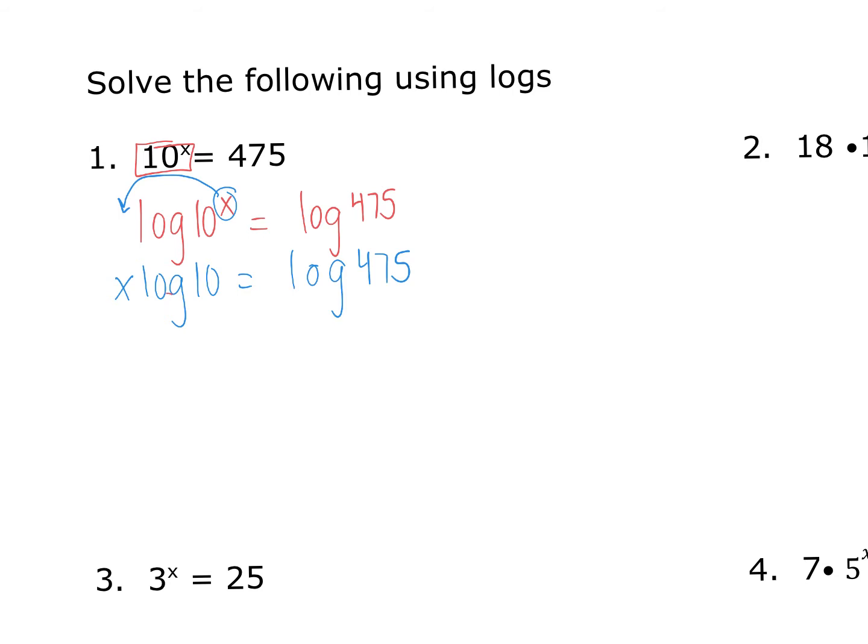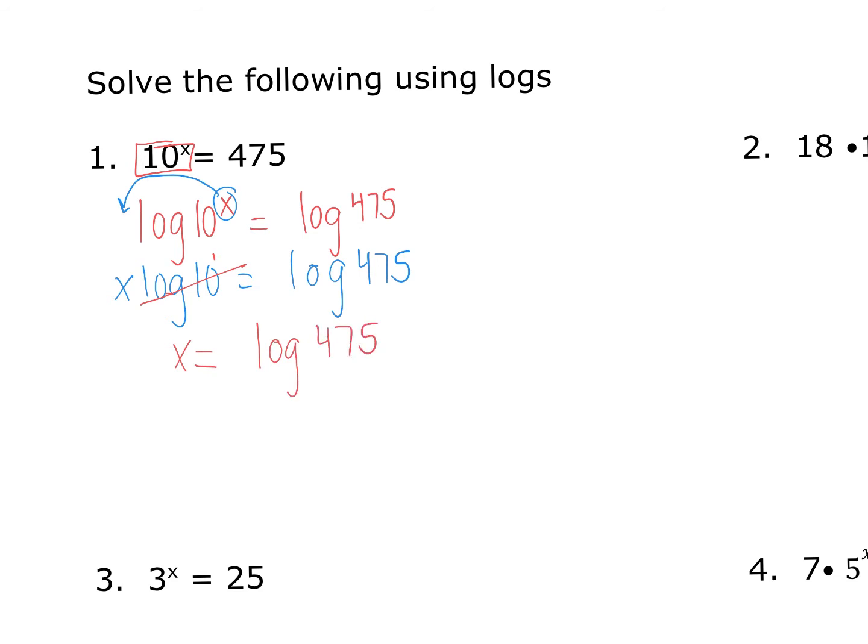In this case, anytime you see a log of 10, it is equal to 1. So anytime you see log of 10, you're just going to put a line through it, okay, because it's equal to 1. So now I'm left with x equals log of 475.